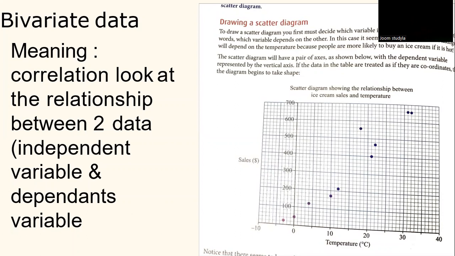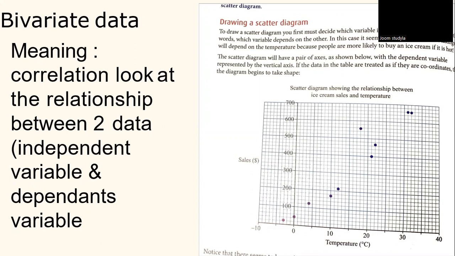Bivariate data means that correlation looks at the relationship between two variables, the independent variable and the dependent variable. To draw a scatter diagram, you first must decide which variable is the dependent variable, in other words, which variable depends on the other. In this case, it seems sensible that the total takings will depend on the temperature, because people are more likely to buy an ice cream if it is hot.